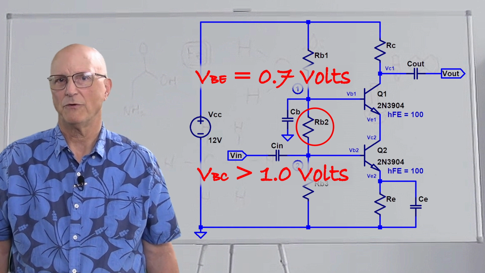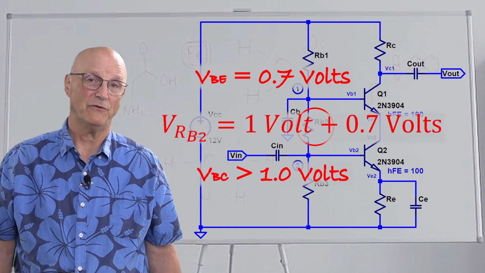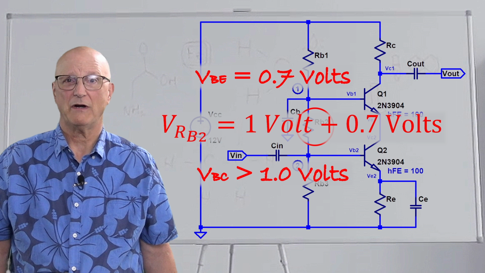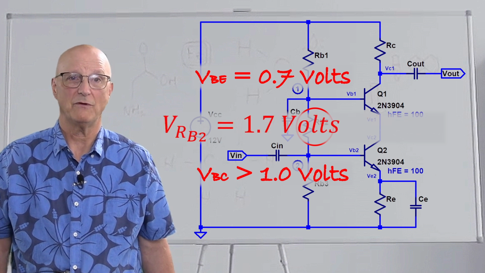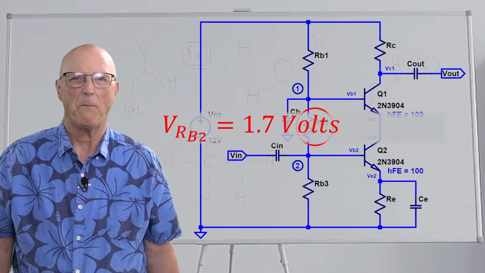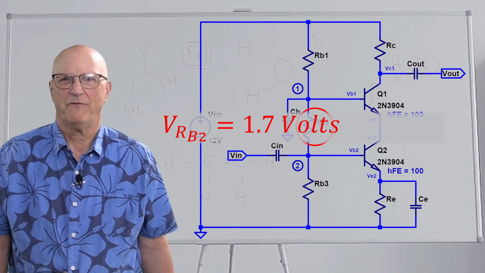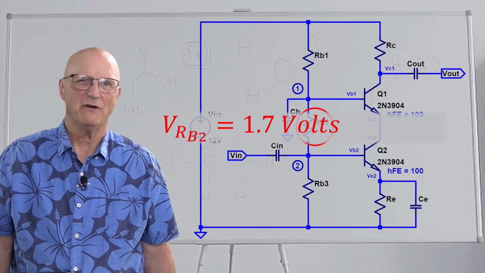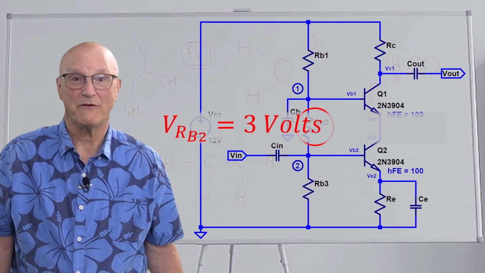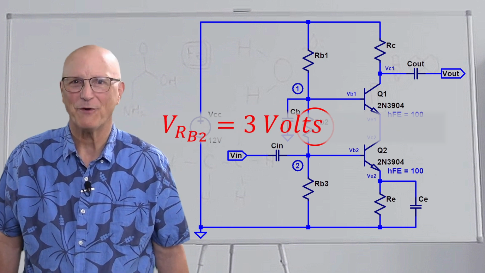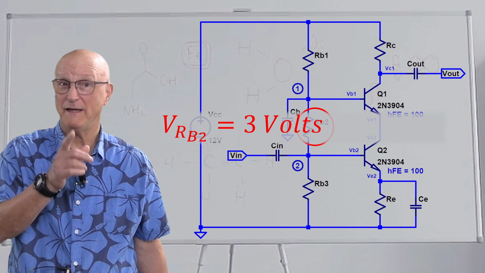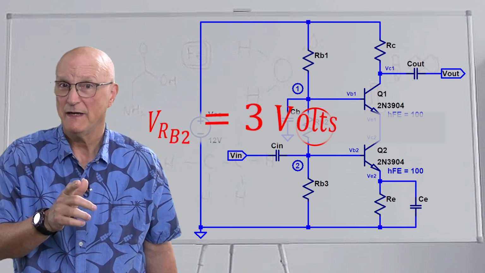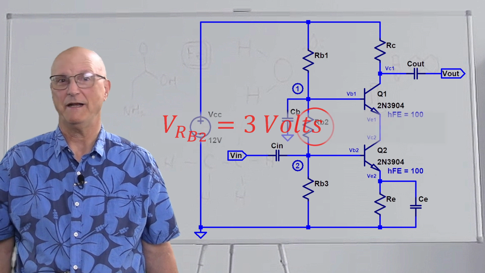We get that the voltage across RB2 is going to be equal to 1 volt plus 0.7 volts. So the absolute minimum voltage across RB2 will be 1.7 volts. This is our absolute minimum voltage. But of course, we want a reasonable margin on this. So let's assume that this is going to be 3 volts. Yes, I picked a number out of the air, but I picked it based on real information. So the quiescent voltage across RB2 is going to be 3 volts for our design.